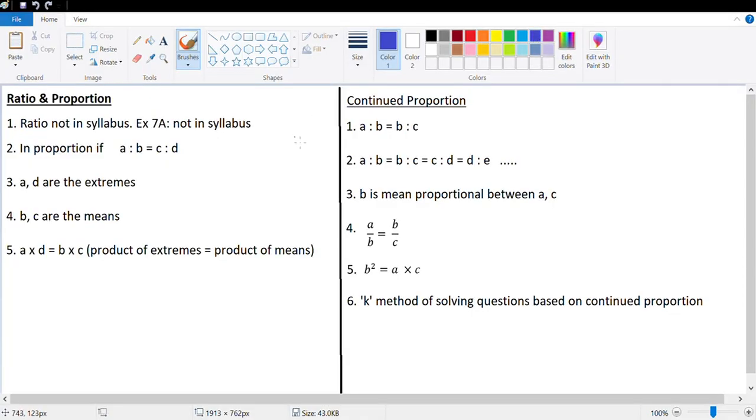Hi guys, let's start a new chapter. This is called ratio and proportion. Now we've done some part of ratio and proportion in class 7 and class 8. So let's move on with the chapter.